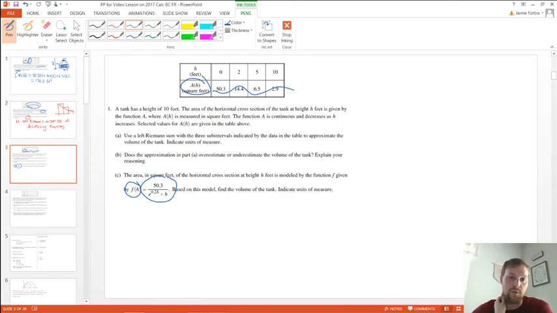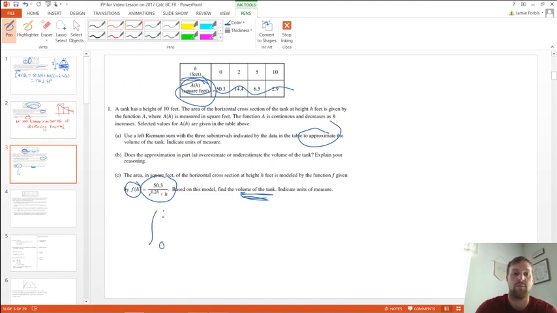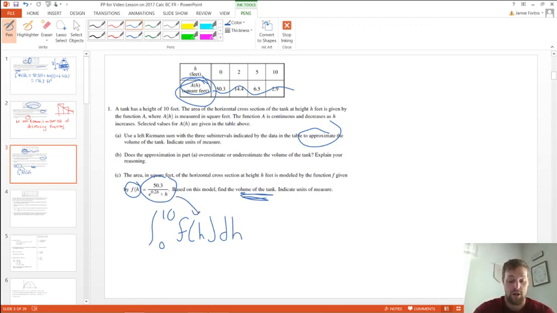So it says based on this model, find the volume of the tank. We're finding the volume of the tank, the same thing that we estimated in part A. Well, we no longer have to estimate because we actually have a function for the cross-sectional area. So all we literally have to do is take the integral, and we can actually do it now. There's no approximation. So what this looks like is the integral from 0 to 10 of f of h dh. So that function there. And all you have to do is type that in the calculator exactly like you see it.